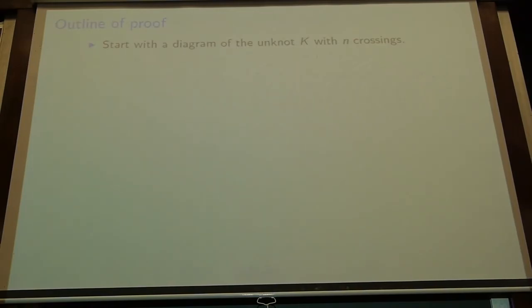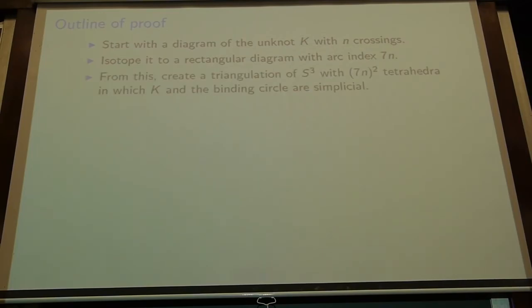Right, what do you do? Well, the outline of the proof is as follows. You start off with a diagram of the unknot with n crossings. And then you fiddle with it a bit until it's rectangular, so just make the edges horizontal or vertical. That has a slight cost, but make it up to arc index, say 7n. You could do better than that, actually. So we've got arc index 7n, so from this we get a triangulation of the 3-sphere with (7n) squared tetrahedra, in which the knot and binding circle are simplicial.